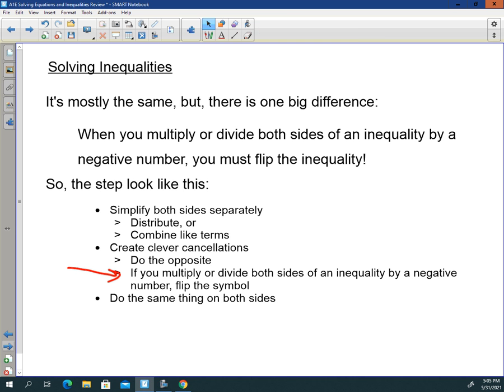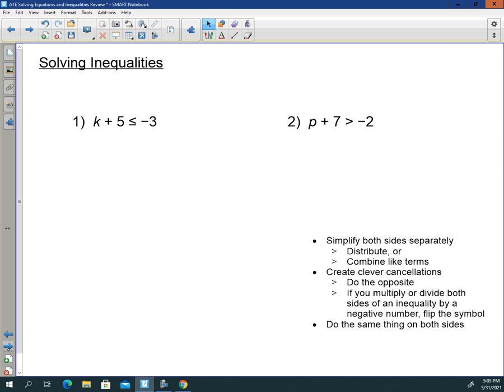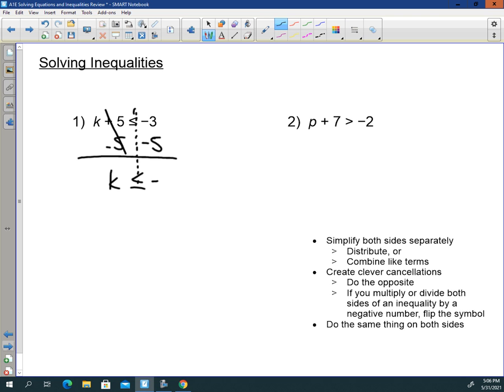So when we're dealing with equations, we don't have to worry about flipping the symbol. But when you're dealing with inequalities, you do. So let's see what it looks like. Solving inequalities is just like solving equalities. There is kind of a wall between the two sides. This is a one-step inequality. I'm going to be subtracting 5 from both sides. I don't have to flip the symbol because I didn't multiply or divide. I created this cancellation here. I have k is less than or equal to negative 3 minus 5, which is negative 8.